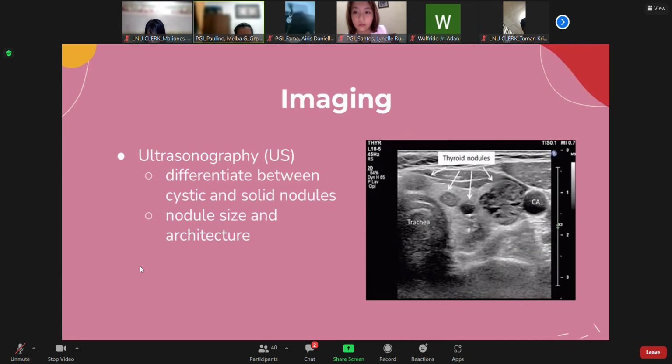For the imaging, ultrasonography is useful and sensitive. These studies detect non-palpable nodules and differentiate between cystic and solid nodules, as seen in the figure. Cystic nodules will be seen as anechoic, meaning in the figure, the black one is an anechoic type of nodule, and this is usually cystic, while solid nodules usually are hyperechoic or isoechoic. Ultrasound will also determine the nodule size and architecture.